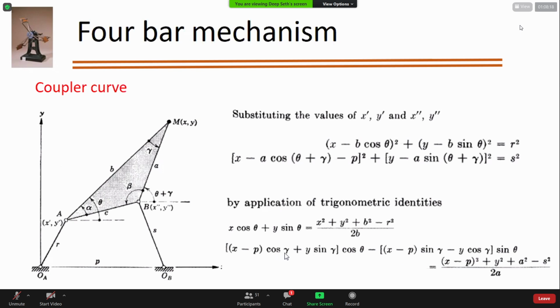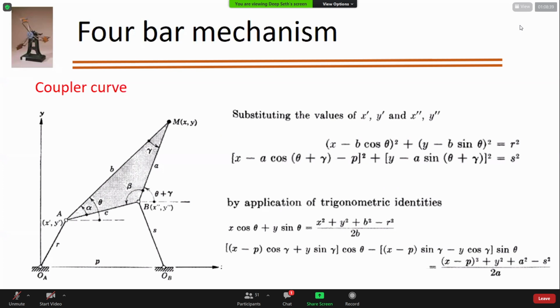So ((x − p) cos gamma + y sin gamma) cos theta − ((x − p) sin gamma − y cos gamma) sin theta is equal to ((x − p)² + y² + a² − s²) divided by 2a, right?